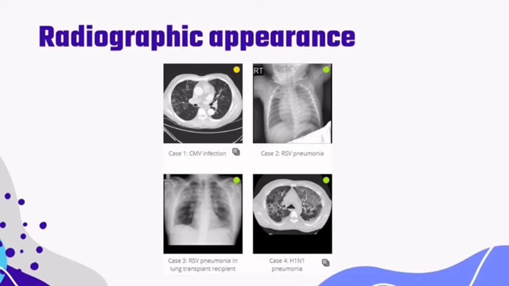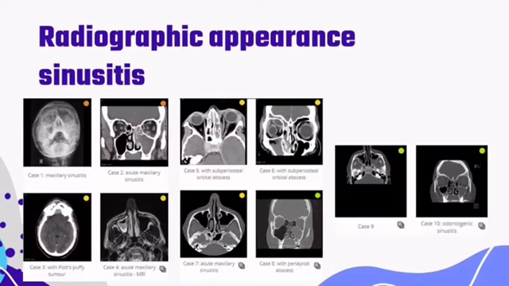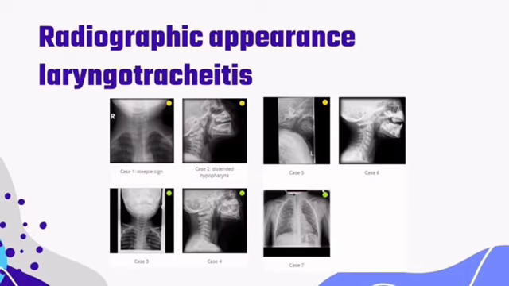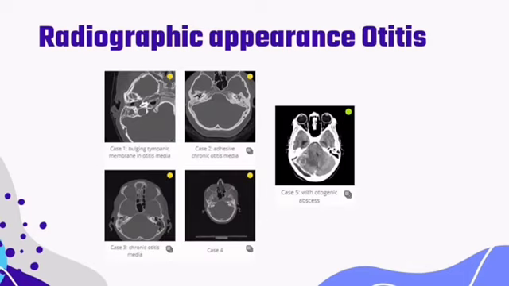Now, let's move to the radiographic appearances. The first one is sinusitis, the next one is pharyngitis, the third one is epiglottitis, the fourth one is laryngotracheitis, and the last one is otitis.